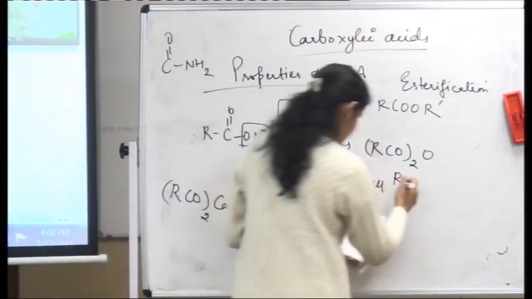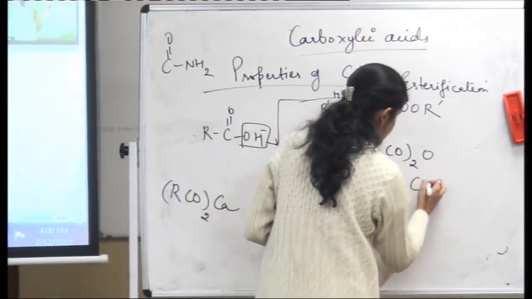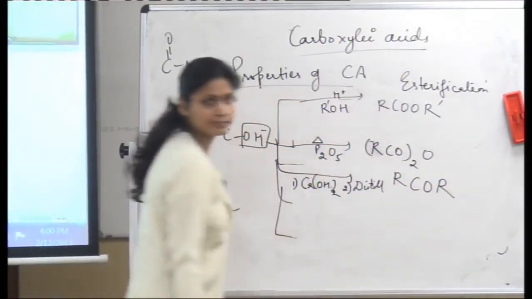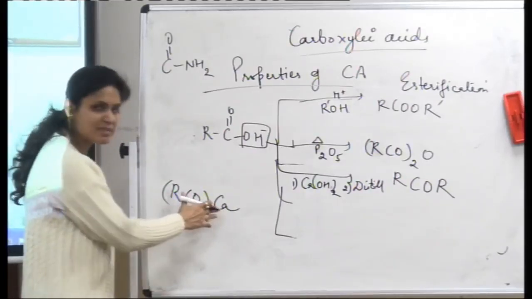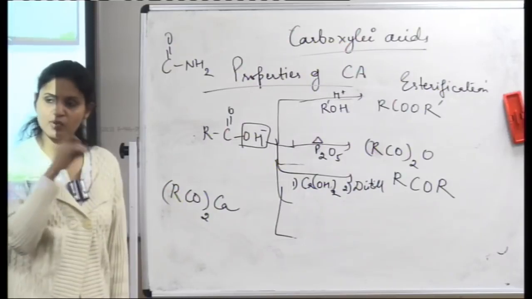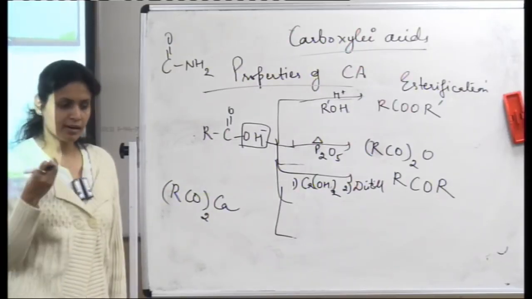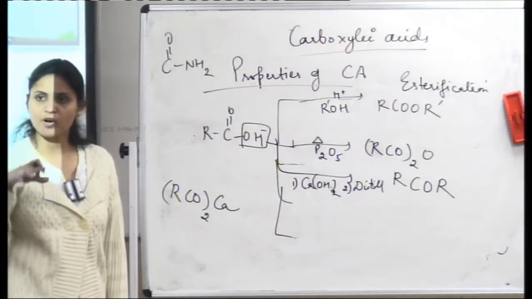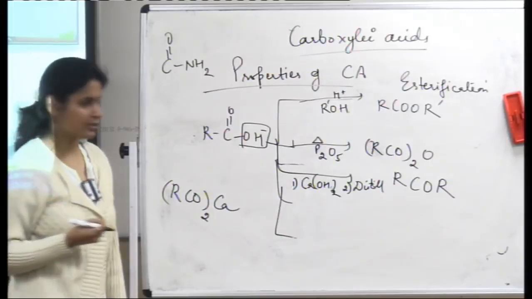So what should be the product? It would be RCOR. Distillation means I am removing the metal. I am again removing the salt of it and trying to make the solid form into the liquid form. Right?